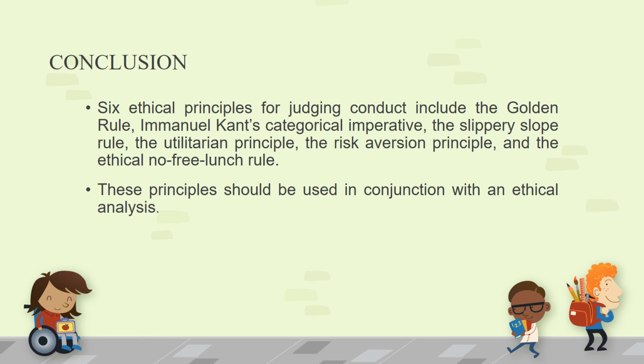Conclusion. The 6 ethical principles for judging conduct include the golden rule, Immanuel Kant's categorical imperative, the slippery slope rule, the utilitarian principle, the risk aversion principle, and the ethical no-free-lunch rule. These principles should be used in conjunction with an ethical analysis.